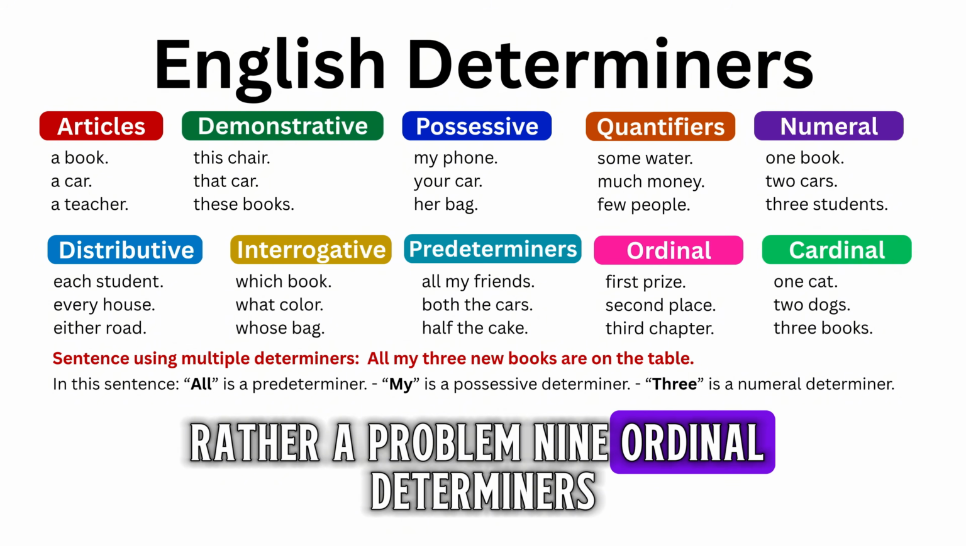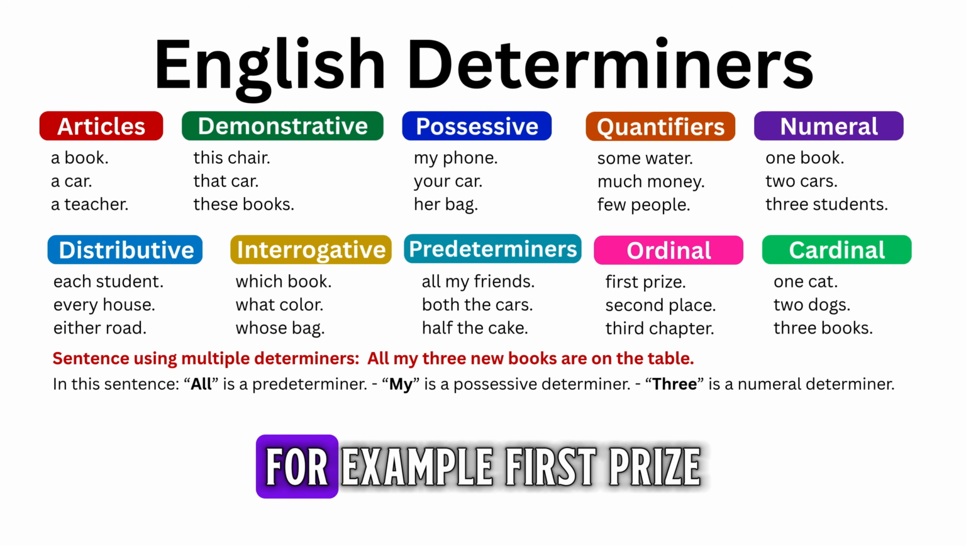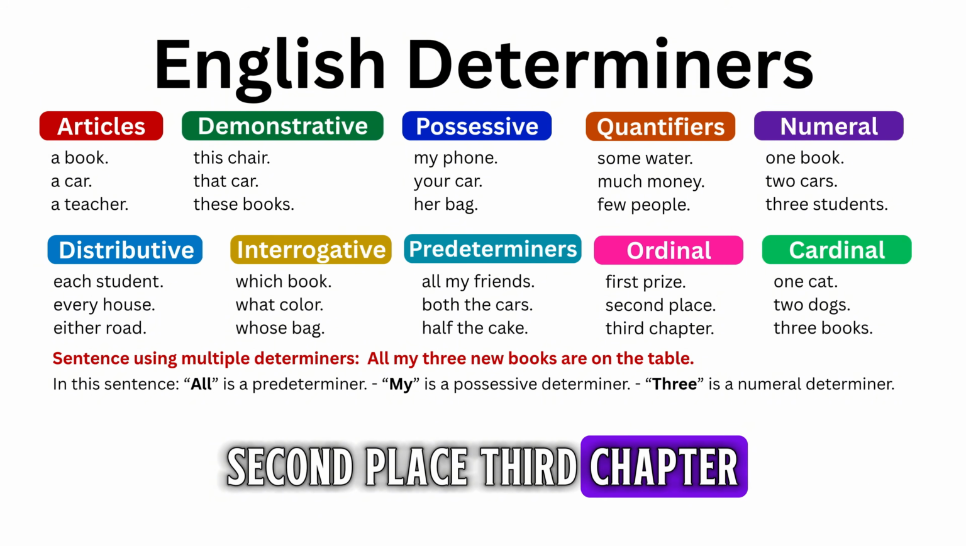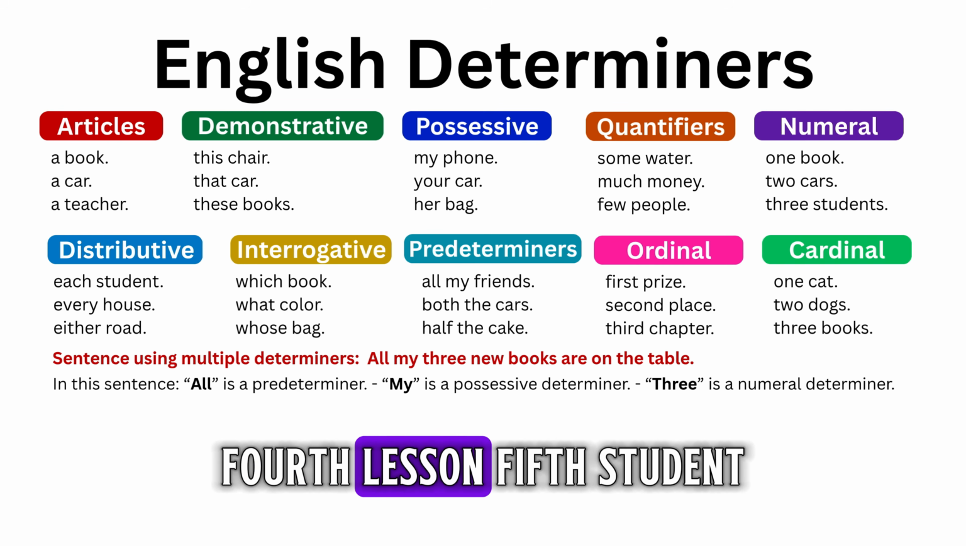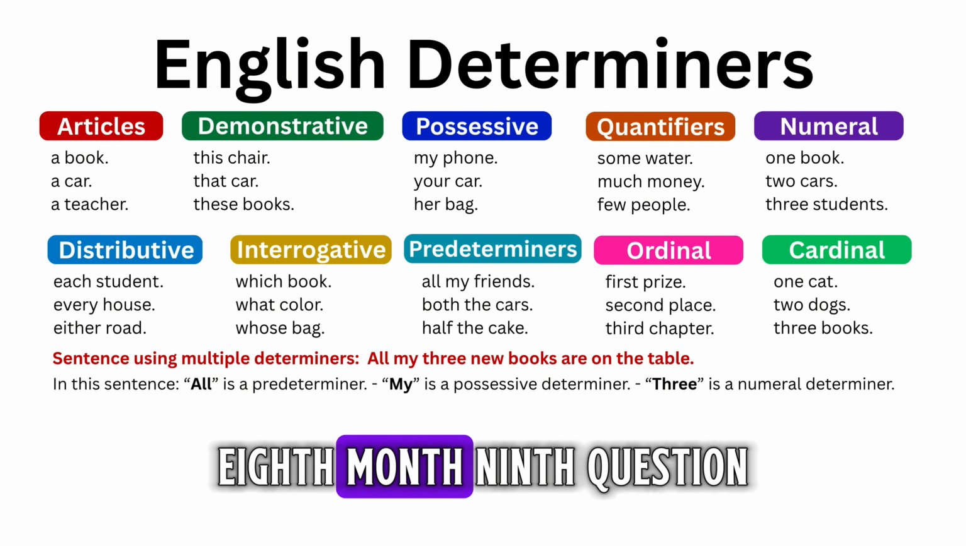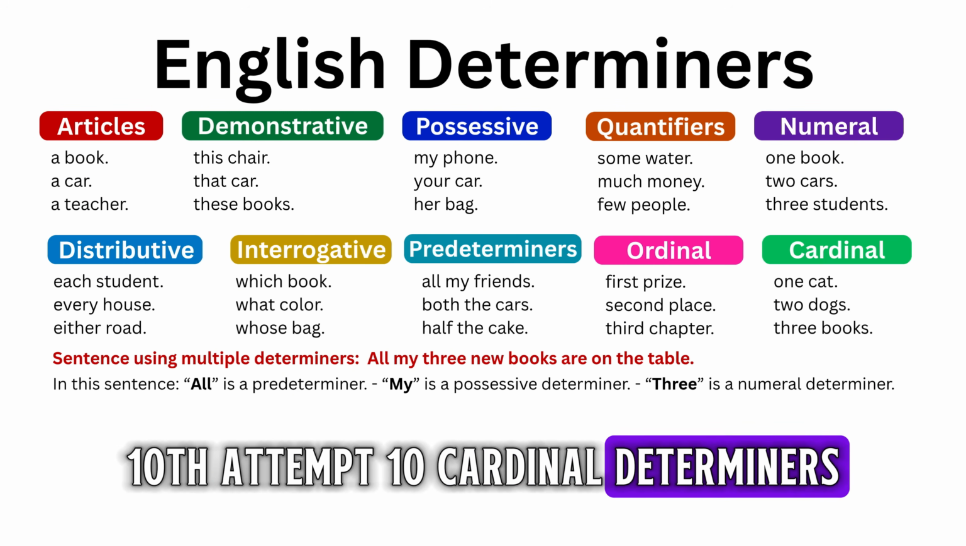9. Ordinal determiners. Ordinal determiners show order or position. For example, first prize, second place, third chapter, fourth lesson, fifth student, sixth floor, seventh day, eighth month, ninth question, 10th attempt.